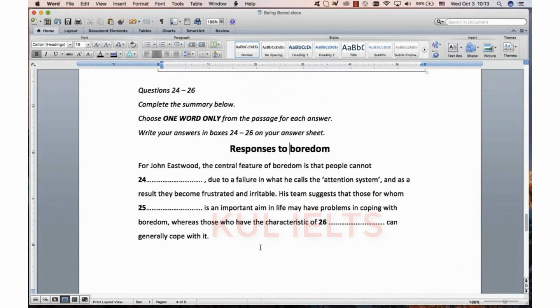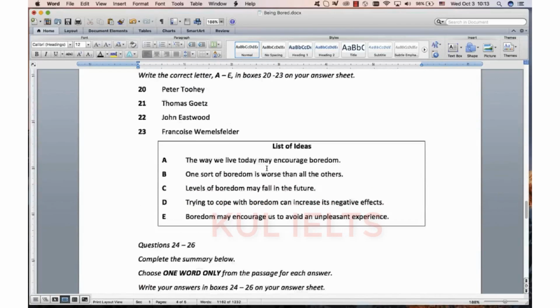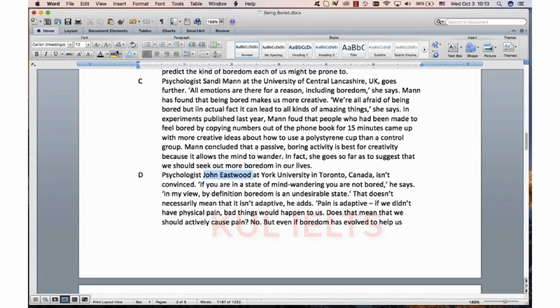But I like to start with the summary or the gap fill. Sometimes it can help with the matching headings. So I would go with this first. Let's find where it comes from. Scan for John Eastwood. So John Eastwood, we will see, is over there. We know that it's the first time we see him because they say who he is and where he works. So they introduce him there.